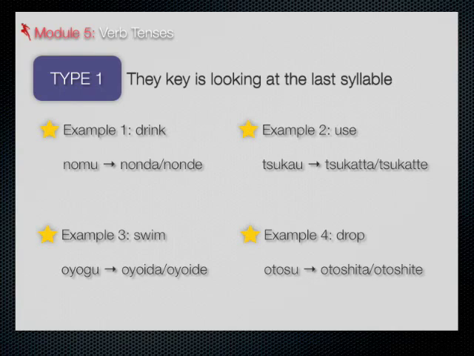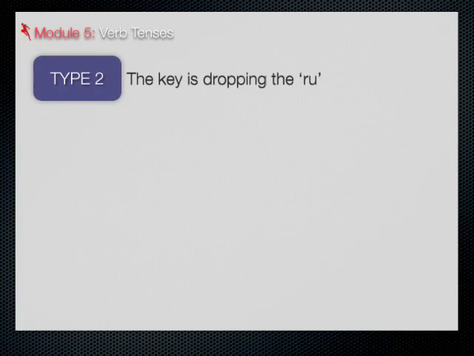All right, so that's kind of the way to use that chart on that previous page. And I recommend going to the dictionary, finding a few verbs, and trying a few of these out. Now let's look at type 2 verbs. As you may recall from Module 4, the key to conjugating type 2 verbs was just dropping the ru. And luckily for us, it's the same for the te form and ta form.